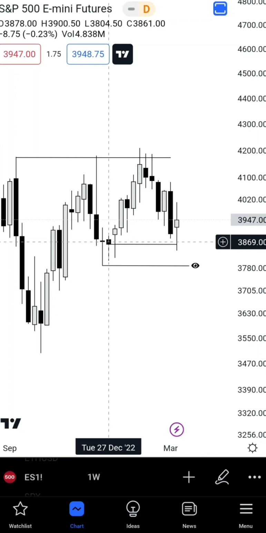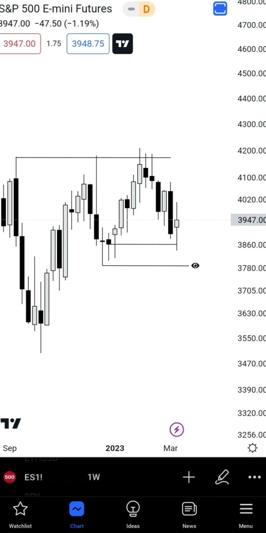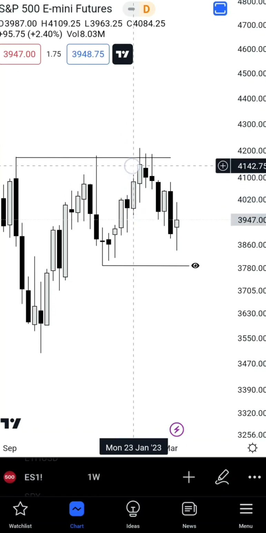And as we know, at each target, we expect a reaction, potentially a reversal if we have SMT. So keep that in mind. But again, the distribution and accumulation is done between highs and lows. So they take orders from highs and lows, and they distribute them to highs and lows.